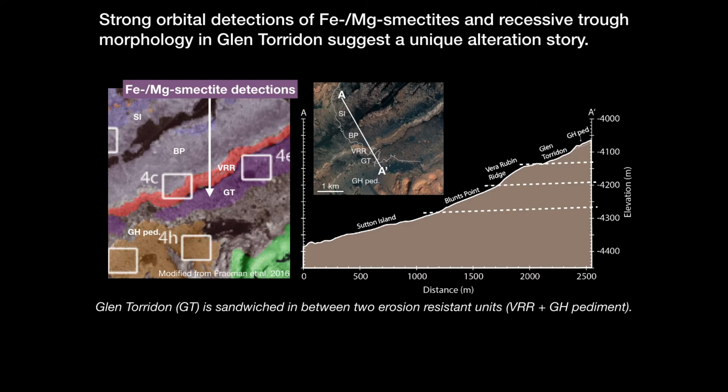This can be shown through strong orbital detections of iron and magnesium smectites, shown here on the left in dark purple, as well as its recessive trough morphology that you can see here in the simplified cross-section on the right. It is sandwiched between two erosionally resistant units, the VNIR ridge and the Greenheugh pediment.